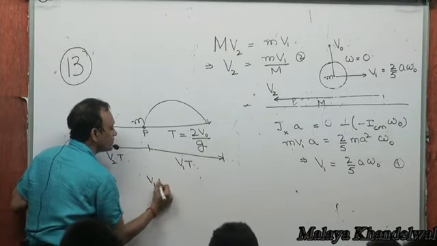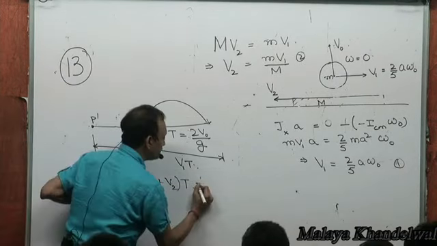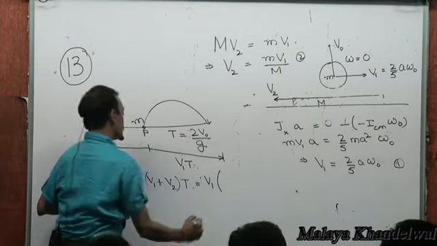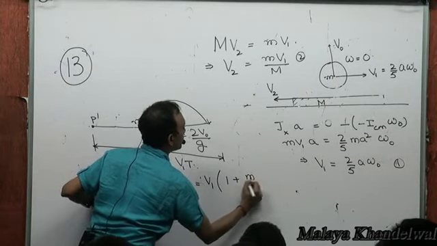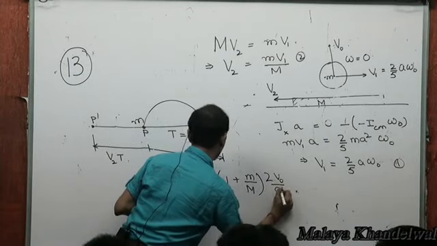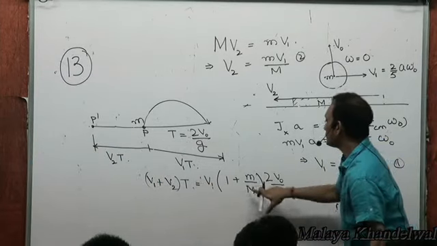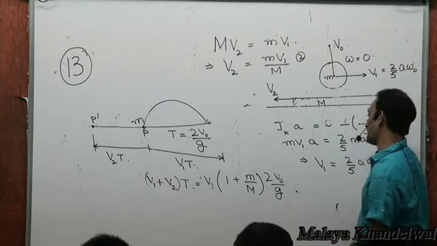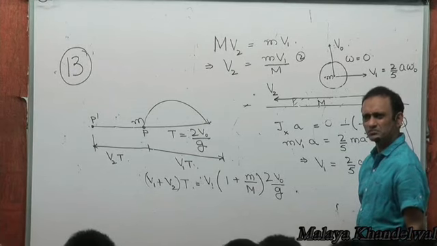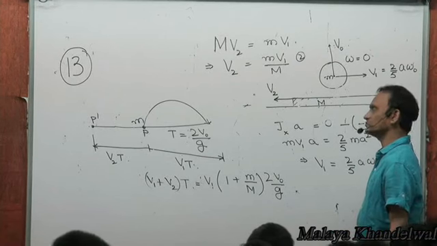So the required distance would be v1 plus v2 into t, where t is 2v0 by g. If I take v1 common, it's 1 plus small m by capital M into t, which is 2v0 by g, and v1 you can plug in as 2/5 a omega. Yes or no? Does the answer match now? Clear? All's good?